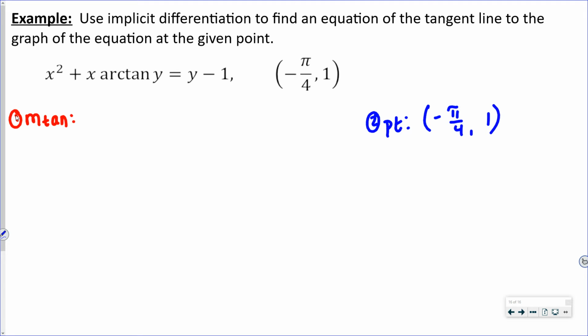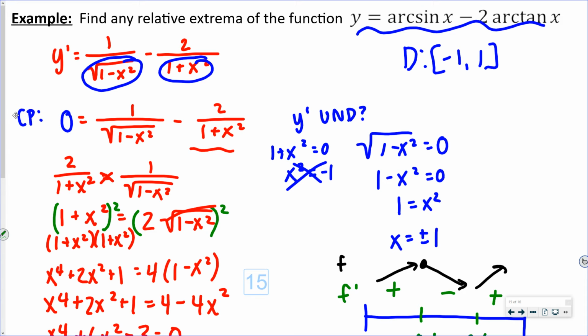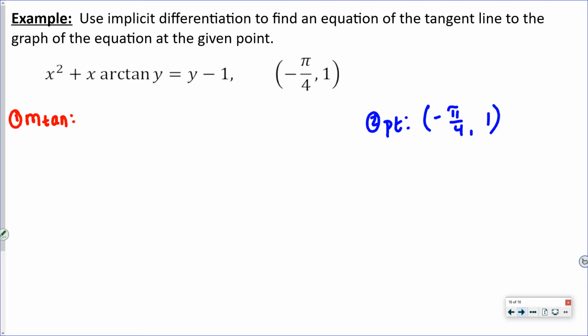Nice. So to find the slope of the tangent line, we know we just need to find the derivative and then plug in the point. All right, so to find the derivative in this case, I have to use implicit differentiation because this is not explicitly solved for y. Now, I don't know about you guys, but I would not want to try to solve that equation for y, especially because this y is stuck within the argument of the inverse tangent. Here we go, implicit differentiation.